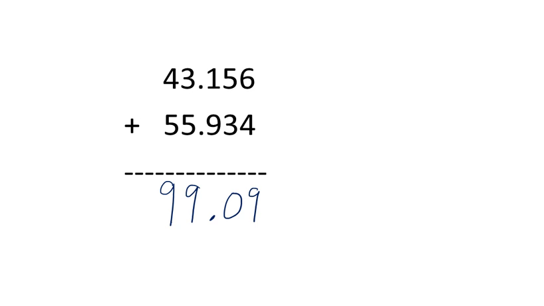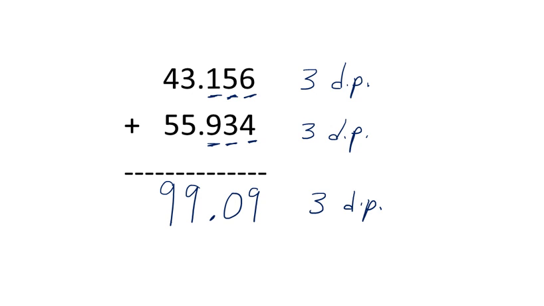Now, when we're adding or subtracting, in order to express the answer to the correct level of precision, we want to count the decimal places in the two numbers that we're adding or subtracting. So for example, in this first number, you can see that we have 3 decimal places. And in the second number, we also have 3 decimal places. And so as a result, we want to be consistent in our answer. And so our answer should also have 3 decimal places. And so instead of expressing this as just 99.09, the correct scientific way to express this number would be as 99.090. So we could add an extra 0 to make that have the correct number of decimal places.